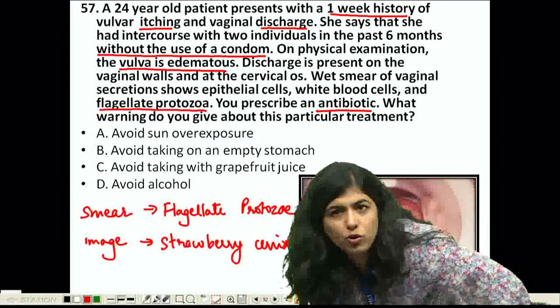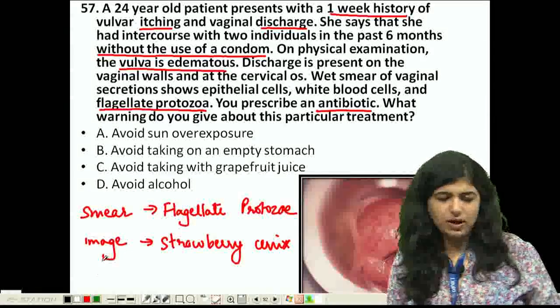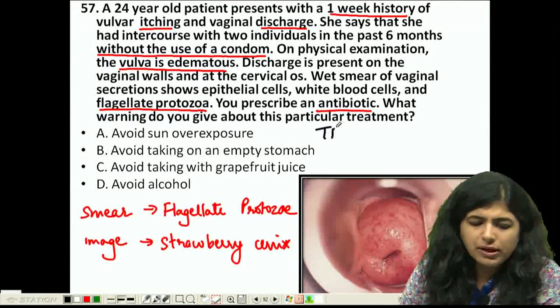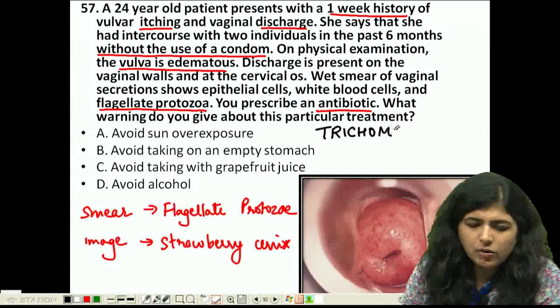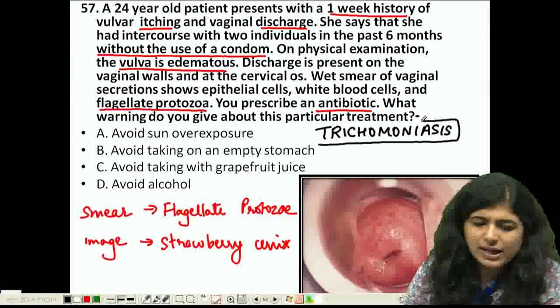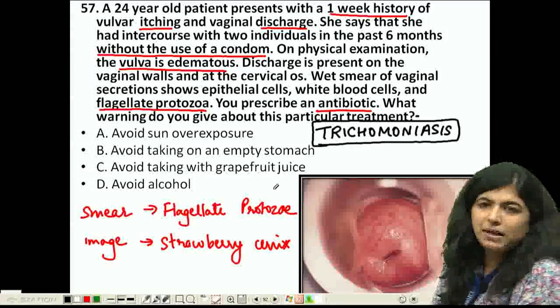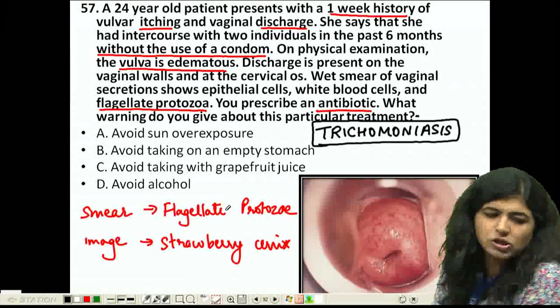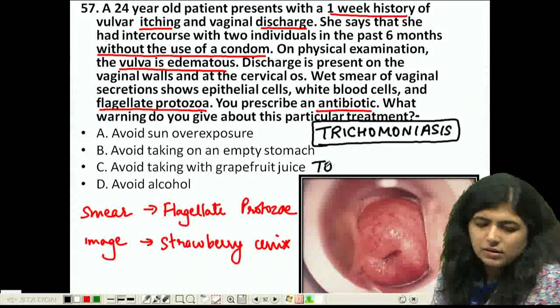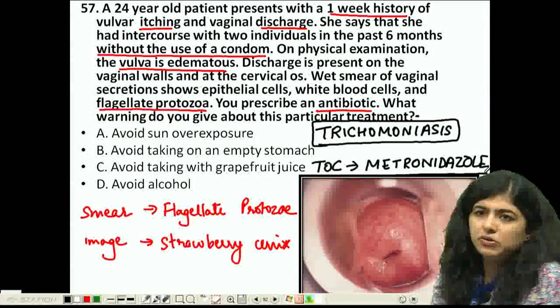In a female who has had unprotected sexual intercourse, what will be the diagnosis? Fast, give me the diagnosis. Diagnosis is Trichomonas, the organism being Trichomonas vaginalis, which is visible as a flagellate protozoa in the wet smear made from the vaginal discharge. Treatment of choice? Treatment of choice is metronidazole.